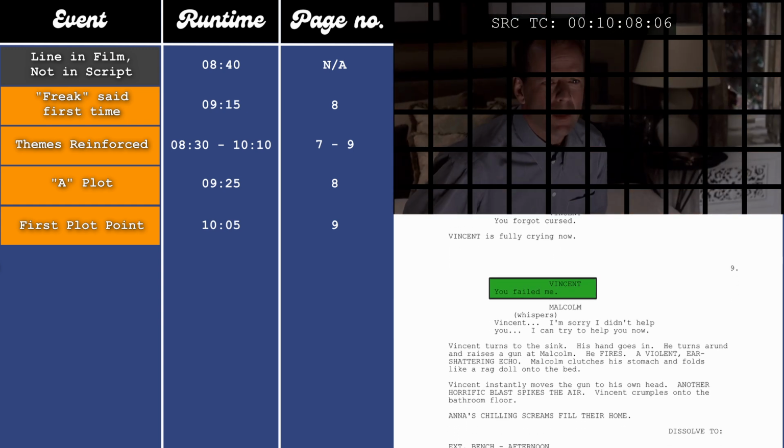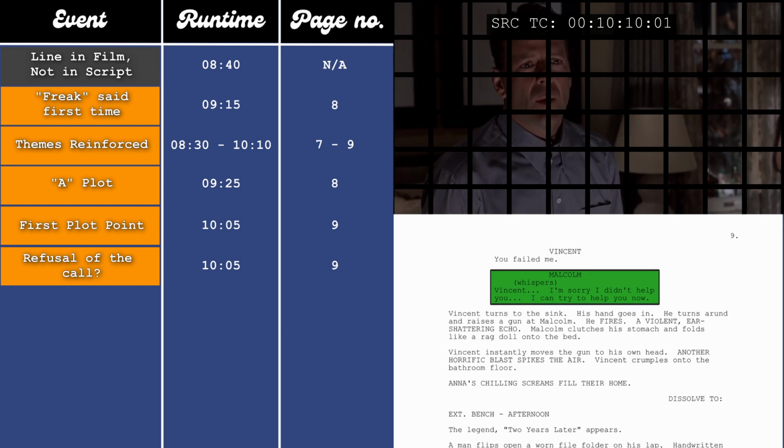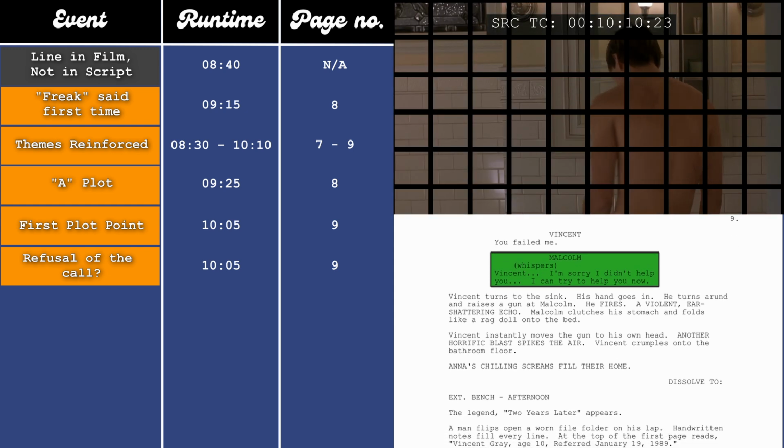I feel this also acts as the refusal of the call section. This may be a bit of a reach, but after the inciting incident, there will usually be a section where the protagonist will resist whatever change the inciting incident brought. And here, I would say it's the section where Malcolm kind of half-heartedly attempts to de-escalate the situation. But if you just let me try. But like I say, the damage is already done.